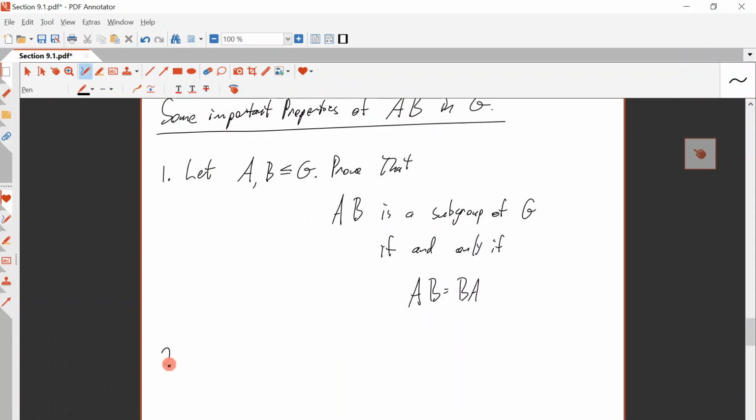The other important property is the following: is if A and B are subgroups of G and G is finite.